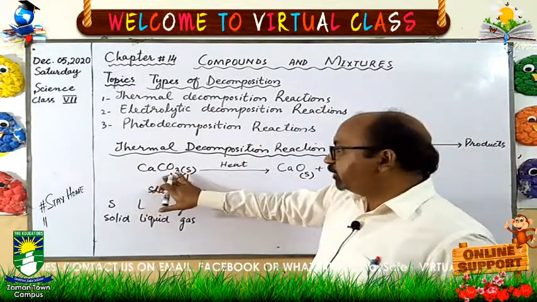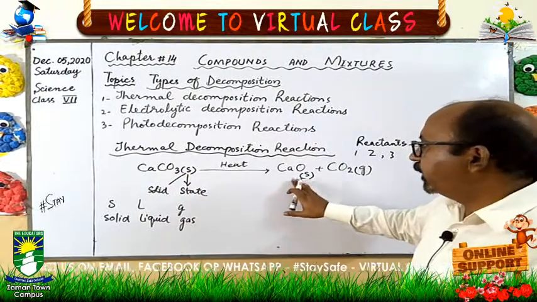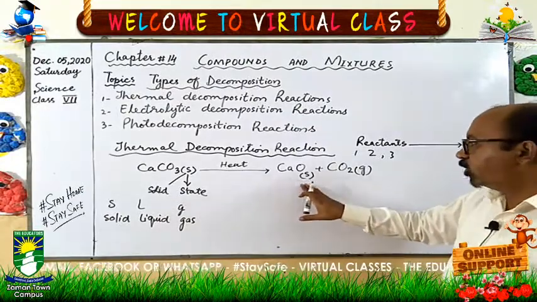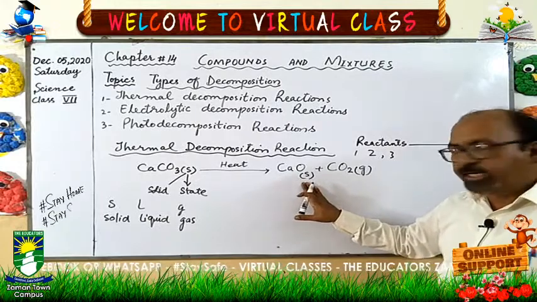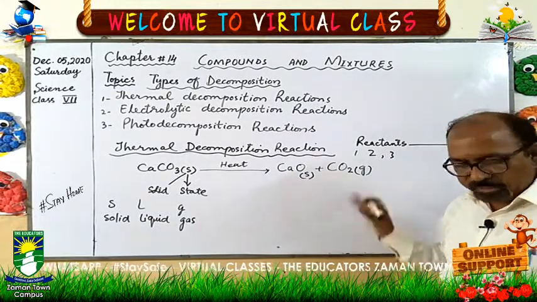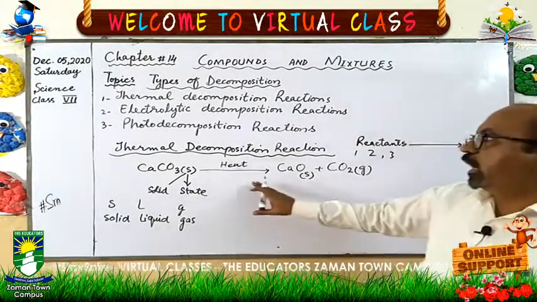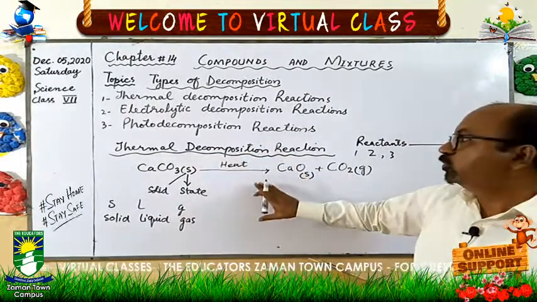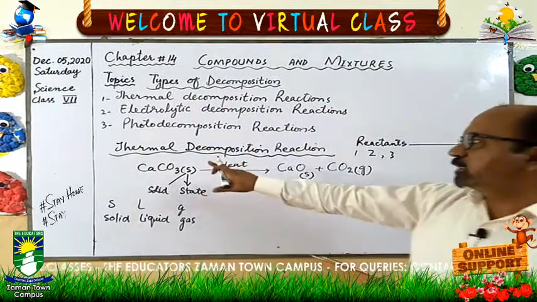When calcium carbonate is heated, it is broken down into simpler substances. These simpler substances are calcium oxide and carbon dioxide. Calcium oxide is in solid state and carbon dioxide is in gaseous form. So such a decomposition which is taking place due to the provision of heat will be called a thermal decomposition reaction.